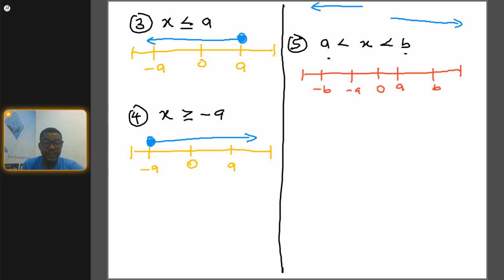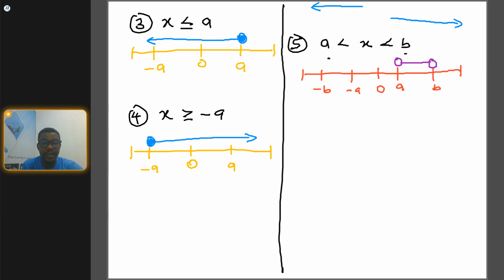Now I need to identify B and A. So this is B and this is A. I need to join them together with a line. So this representation shows that A is less than X and less than B.